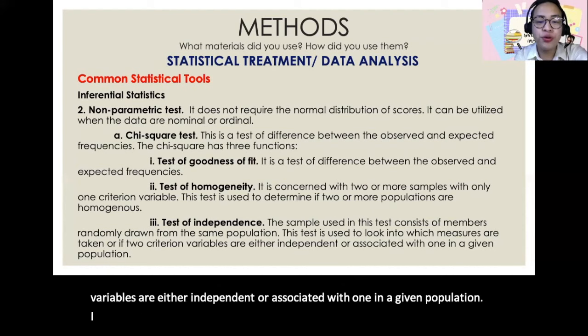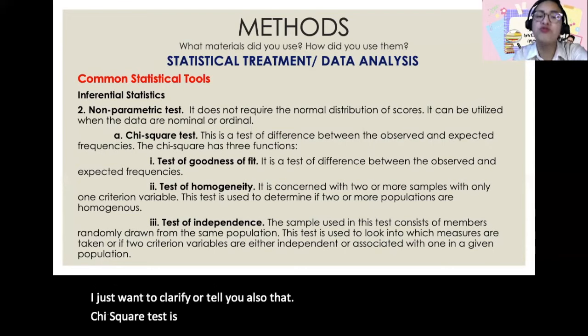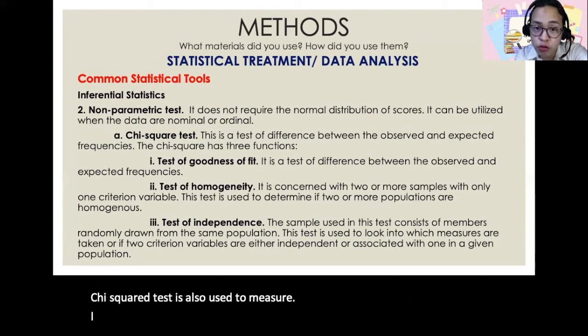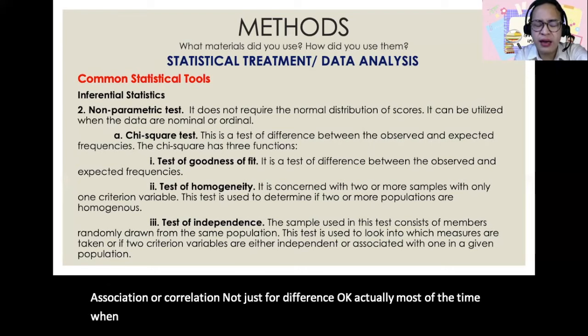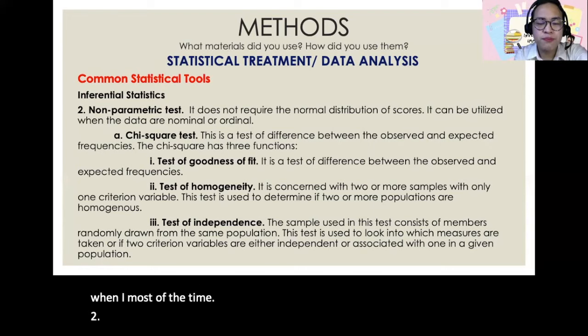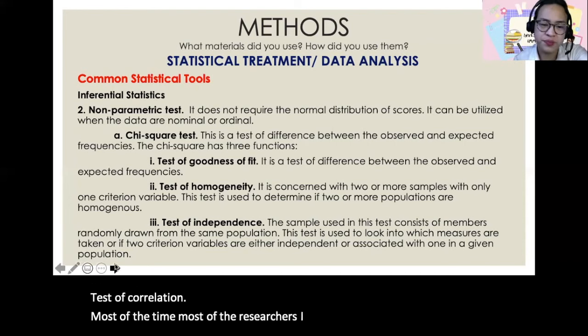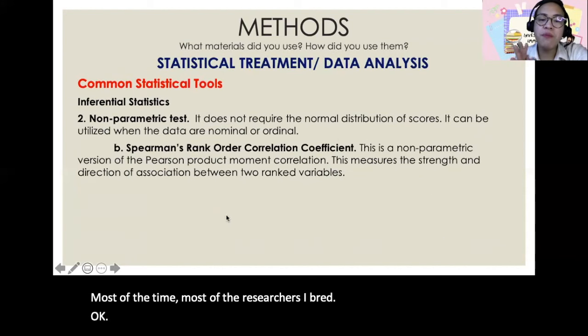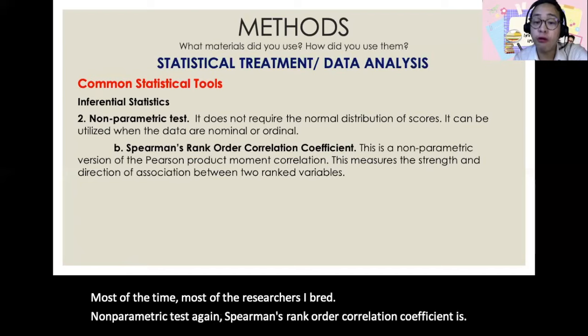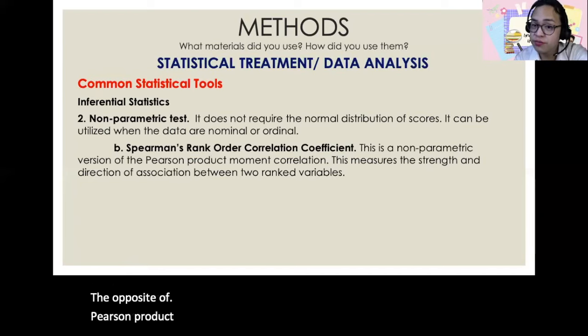I just want to clarify also that chi-square test is also used to measure association or correlation, not just for difference, okay? Actually, most of the researches I've read, they use chi-square test for test of correlation. Most of the time. Non-parametric test again. Spearman's rank order correlation coefficient is the opposite of Pearson product moment correlation.